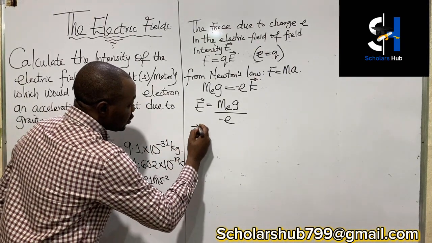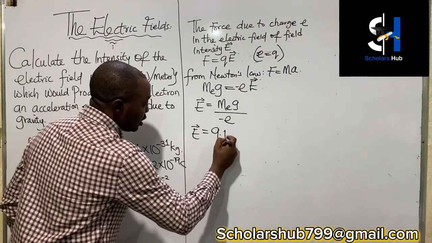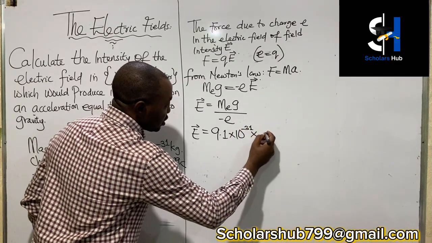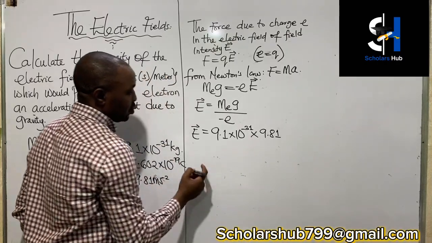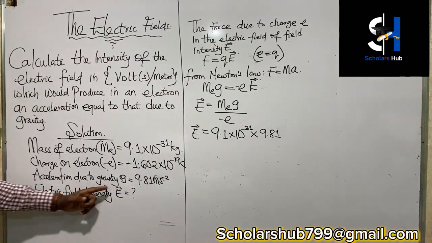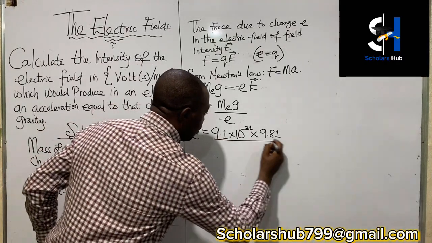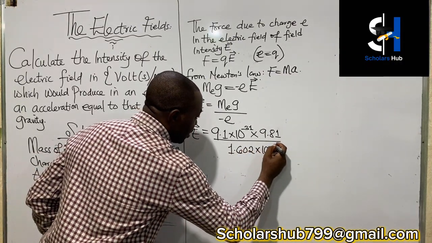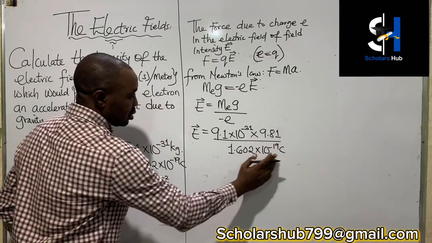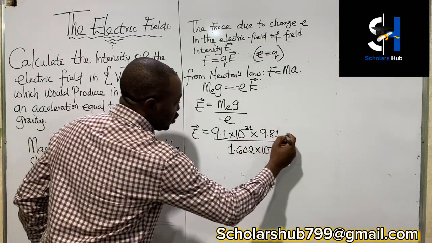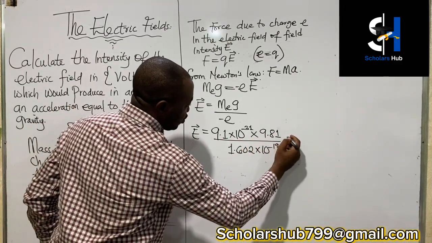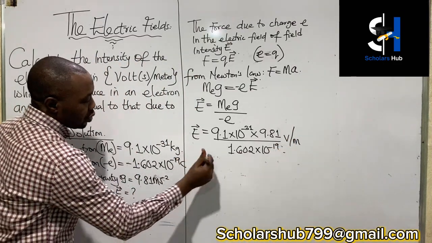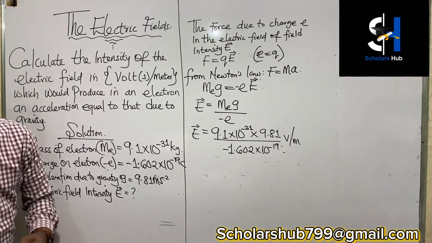So the electric field intensity will then be 9.1 times 10 raised to the power of minus 31 multiplied by 9.81, which is the acceleration due to gravity, over 1.602 times 10 raised to the power of minus 19 coulombs. Now the unit of electric field intensity will be volts per meter. So this will be negative. Now let's get the value.